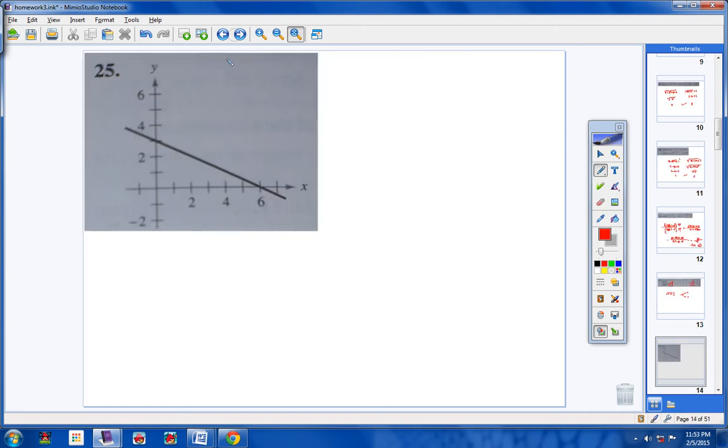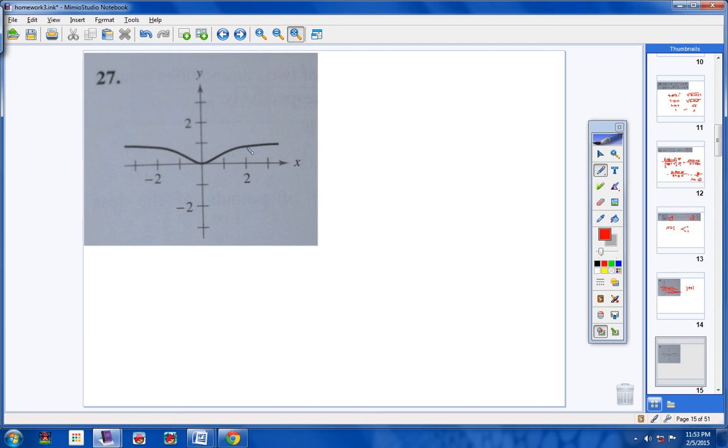Alright, moving on to number 25. Does the function have an inverse function? Now remember, if I said to you, is this graph a function, you would use the vertical line test, but that's not what they're asking. They're asking, does this graph have an inverse function? So you use the horizontal line test, and I don't care how many horizontal lines you draw, every one is going to cross the graph only once. So yes, the horizontal line test passes. This graph does have an inverse function. Okay, number 26.